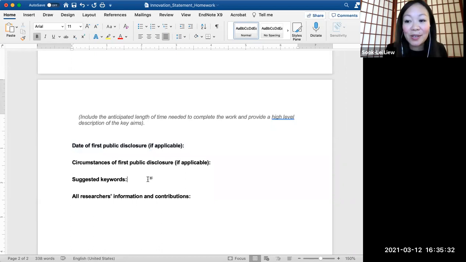Then you could put some suggested keywords if you wanted to think about it. And then if you are the sole researcher, then you would just put sole researcher, or if there are other people, what they did, you would list that here.